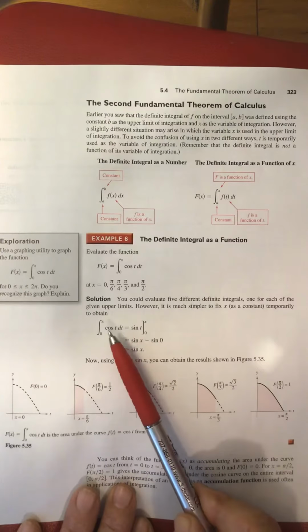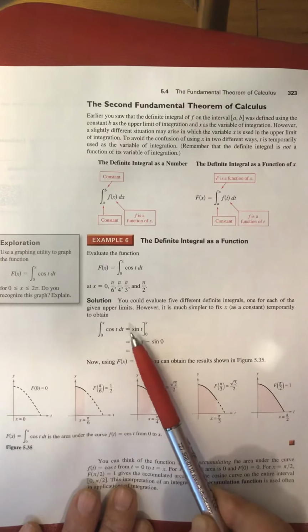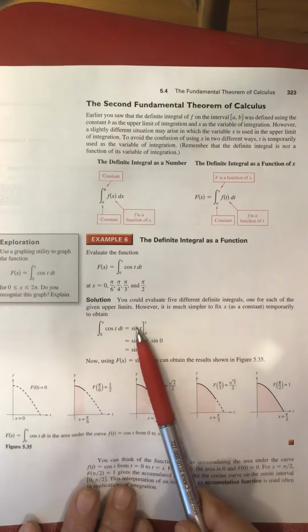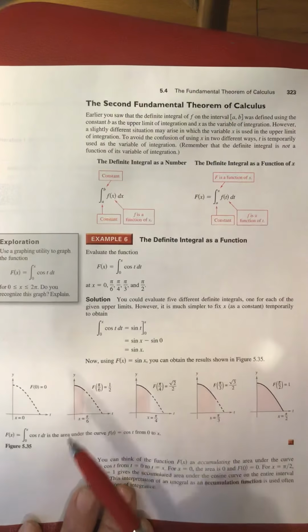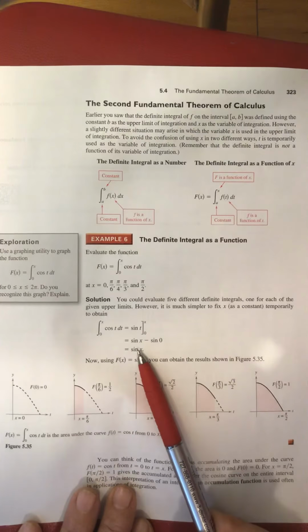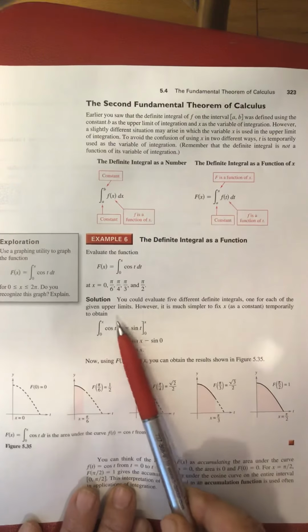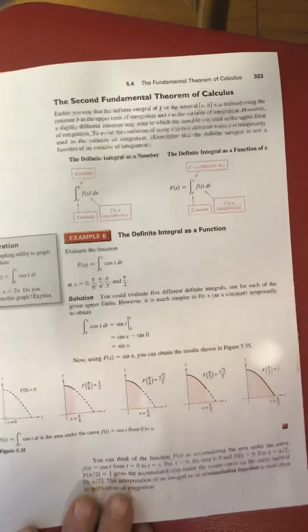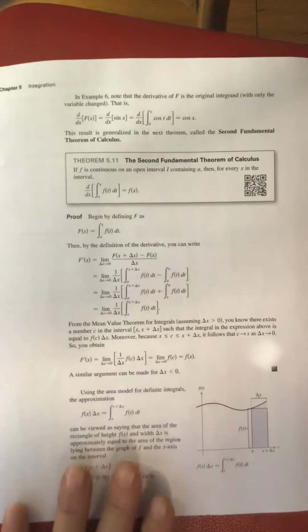Well, the integral of cosine is sine. Derivative of sine is cosine, so the integral of cosine is sine. From 0 to x gives me the sine of x minus sine of 0, which gives me the sine of x. And so this definite integral as a function turns out to be sine of x, which leads to the second fundamental theorem of calculus.